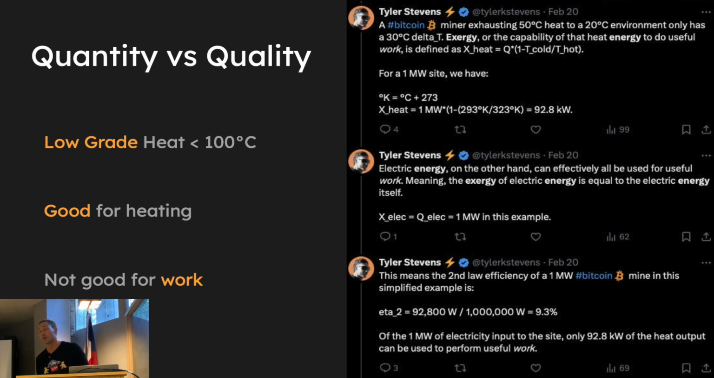Quality is a measure of how useful energy is. Electric energy, or power, is very useful. It has a variety of applications. You can charge your phone. You can power my laptop here. The lights are on. You can power a speaker. You can mine Bitcoin, right? That's high quality. It's very versatile.